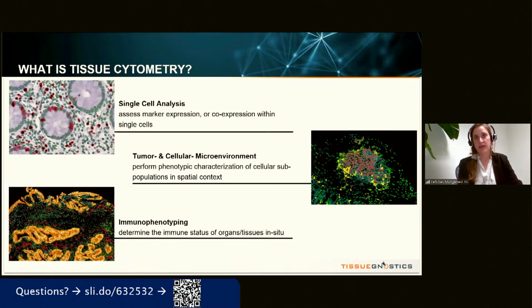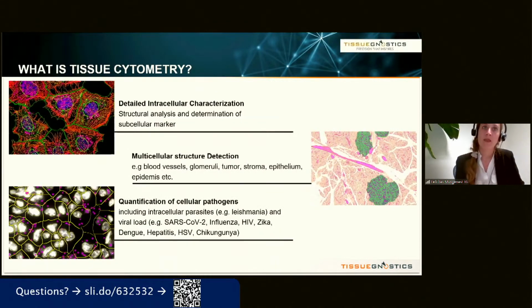So here are some application examples. It can be used, for instance, for single cell analysis, so you can assess the marker expression or co-expression between single cells. For tumor and cellular microenvironment analysis, you can perform phenotypic characterization of cellular subpopulations, also in their spatial context. For immunophenotyping, you can determine the immune status of tissues in situ. For detailed intracellular characterizations, like structural analysis and determinations of subcellular markers within cells.